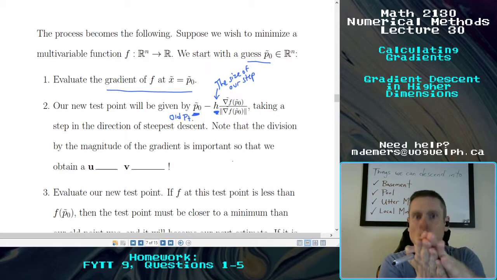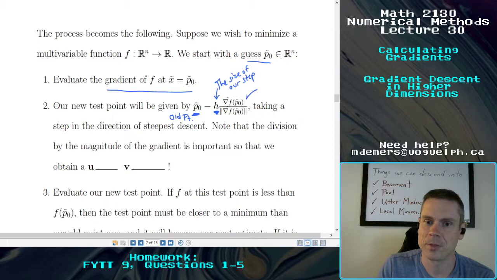So this is scaled so that it is a unit vector. The bottom is just the magnitude of that vector. When you divide by the magnitude, you get a unit vector.